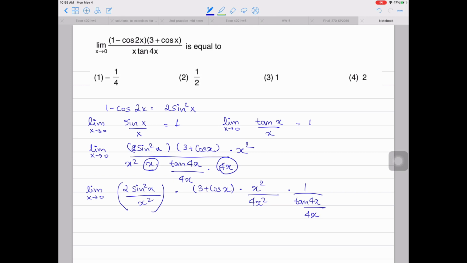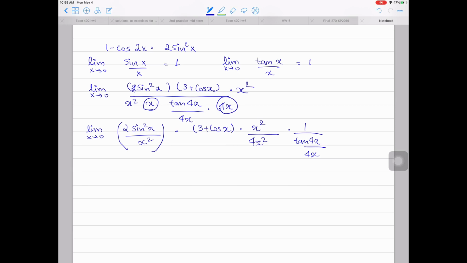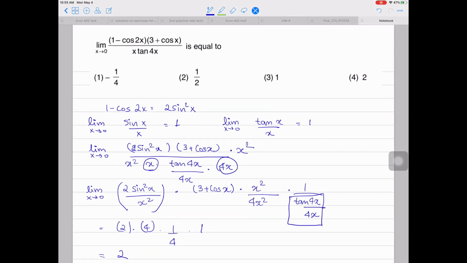And now we can plug in the limit x approaching 0 to get the values. Which gives 2, and sine x squared over x squared is 1, times 3 plus cosine x. Cosine 0 is 1, so 3 plus 1 is 4, times x squared over 4x squared, which is 1 over 4, times 1 over tan 4x over 4x. We know that this limit is 1, and this gives us 2. So the limit of this trigonometric function when x goes to 0 is 2.